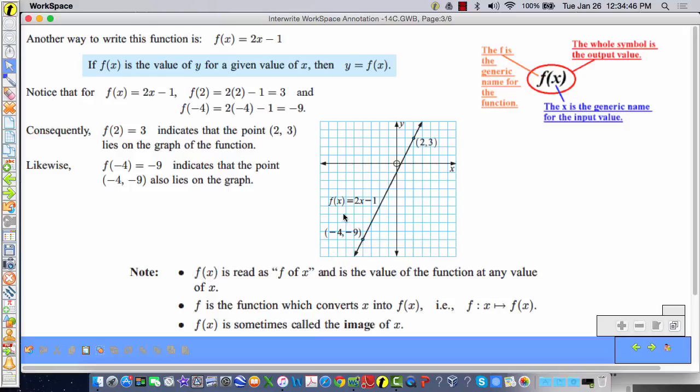Okay, so this is the graph of f of x equals 2x minus 1. So the domain would be all potential x values. There's no restrictions, so that would be all real numbers, and the range is all output values, which I think we can clearly see there are no restrictions, so that would also be all real numbers.